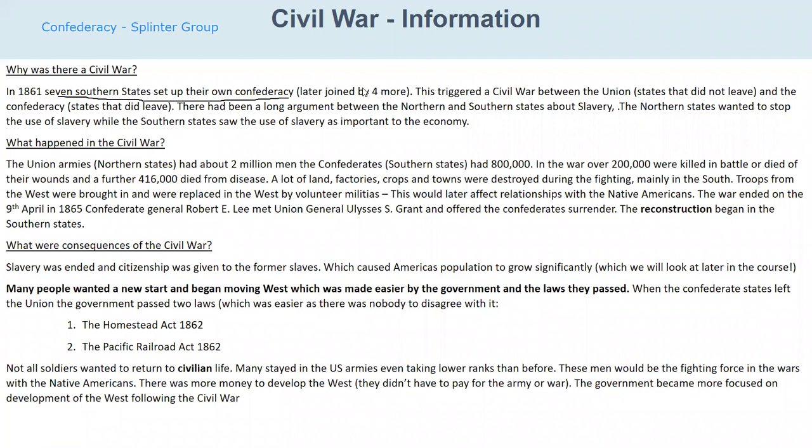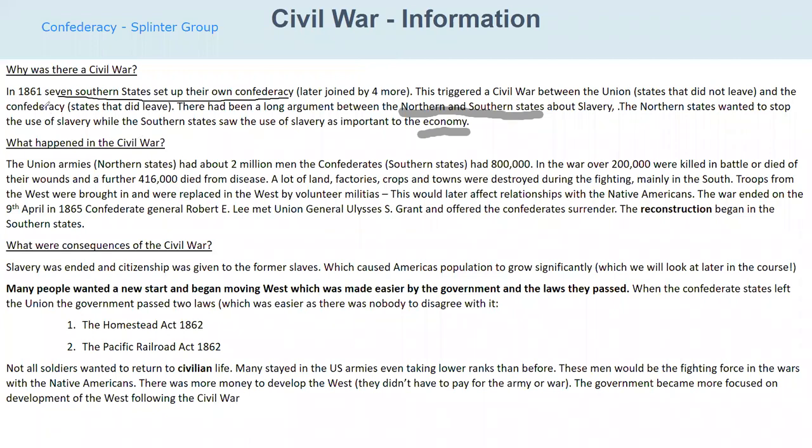They were later joined by 4 more, which you do need to know, but it's just about understanding why this war kicked off. This triggered a civil war between the Union, the states that didn't leave, and the Confederacy, the states that did leave. The states that didn't leave were based in the north of America. So it was basically north versus south. So hopefully we get that concept right there. Going on, there'd been a long argument between the North and the South about slavery. The northern states wanted to stop the use of slavery, while the southern states saw the use of slavery as important to the economy, going back to that key word, building up society.